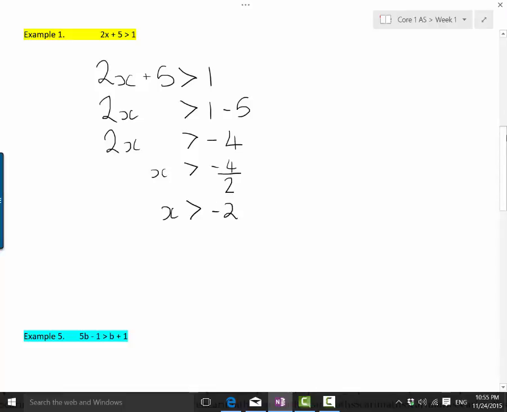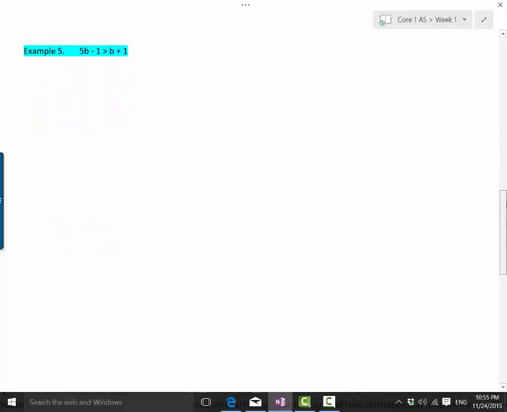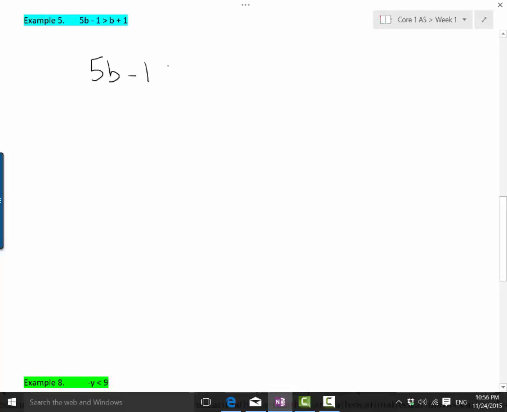Now I'm going to move on to question 5, and here we have 5b minus 1 is greater than b plus 1. The only difference here is that we have 2 b's, one on each side. So what I'm going to do is swap sides. Basically what I'm doing is taking a b off this side and taking a b off the other side. And to get rid of that minus 1, we're going to add 1 to both sides.